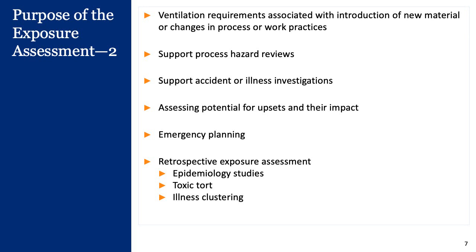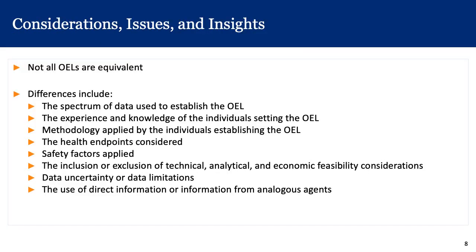It can assess the potential for upsets in the production and the impact of such upsets. It helps us do emergency planning, and also, finally, the purpose of the exposure assessment could be to retrospectively assess exposures that happened a long time ago. And these could be for epidemiological studies where the exposures might have happened in the past, but the health outcomes are becoming apparent only now. These kinds of retrospective exposure assessments can also be done for legal cases, toxic torts as they're called, and also for assessing illness clusters.